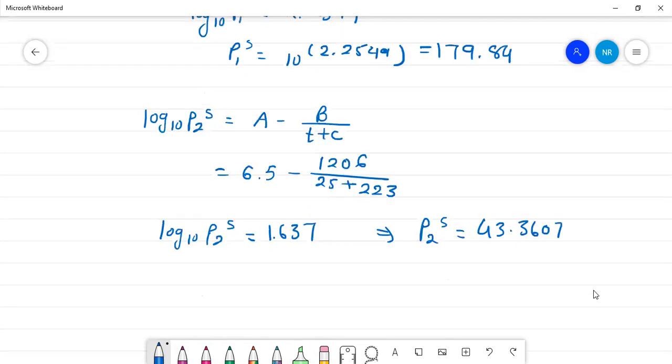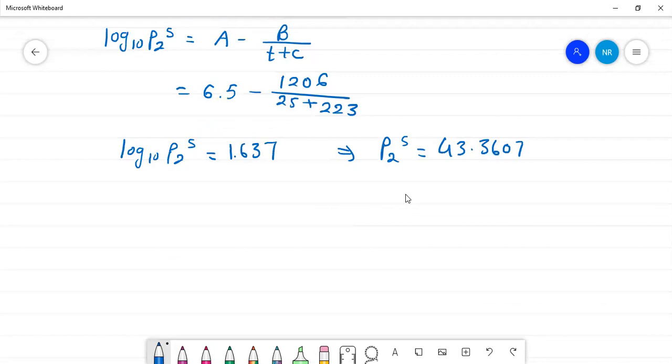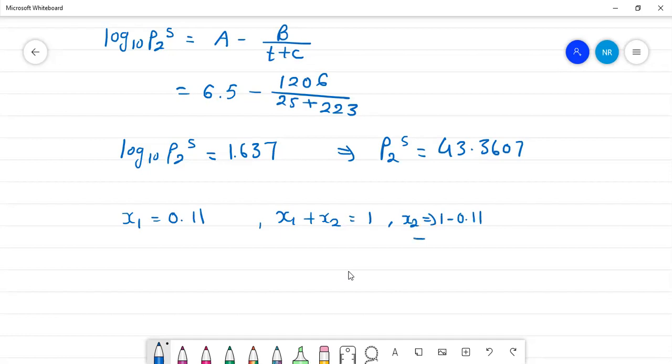Now what we have to find out is gamma 1 and gamma 2. For that, x1 is equal to 0.11 is given. So x1 plus x2 is equal to 1, so x2 is equal to 1 minus 0.11, which is 0.89.